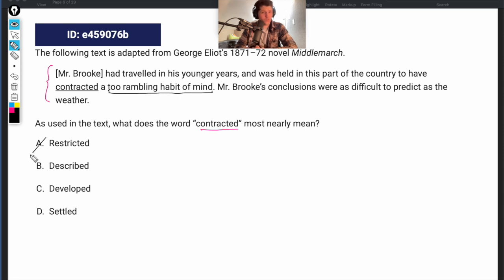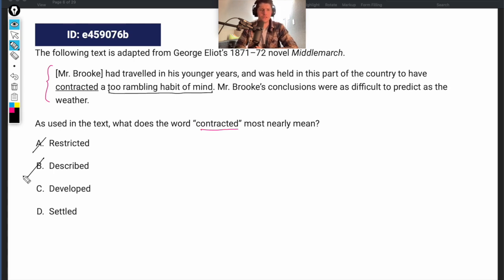If he had described a too rambling habit of mind, then it's not that he himself has a rambling mind. It's that he is able to articulate or depict that habit of mind. That's not what we're saying here. We're saying that that habit of mind is his. Developed a too rambling habit of mind. That sounds pretty good. It means that, over time, something happened to him.